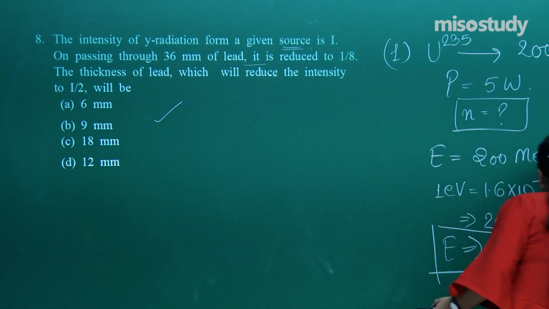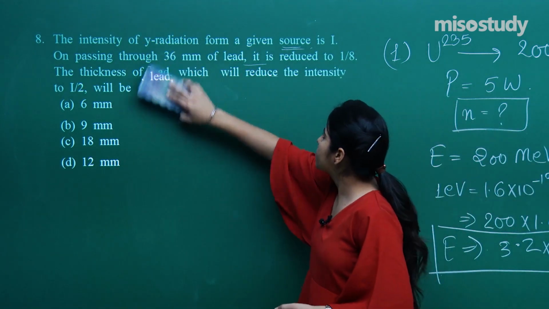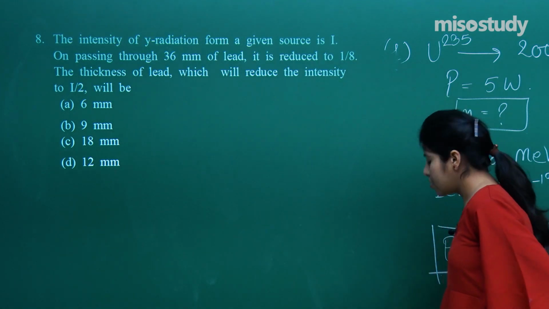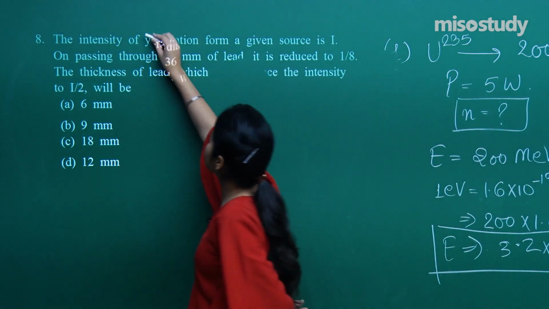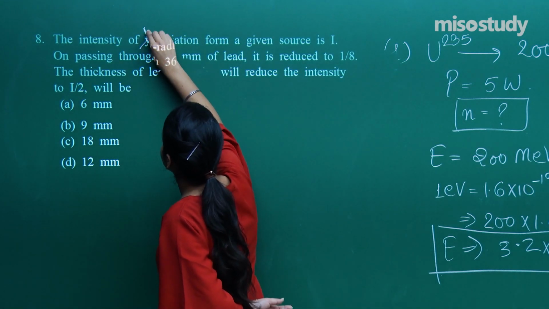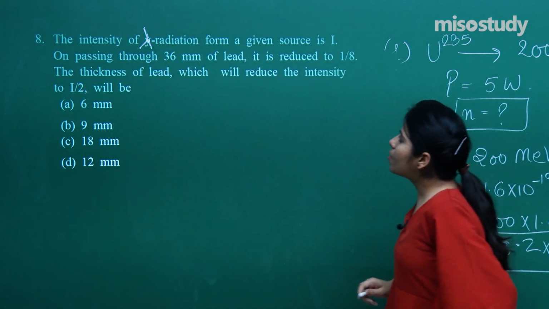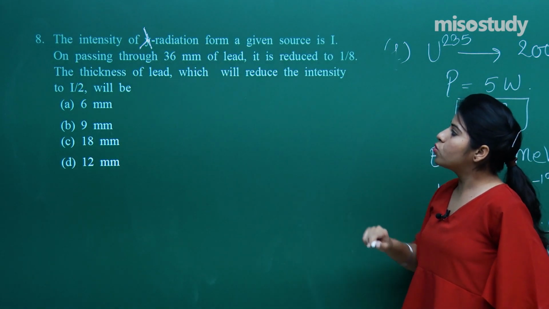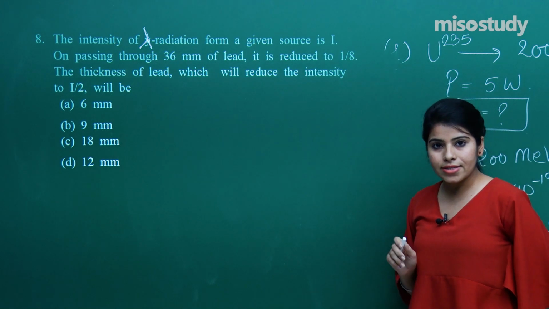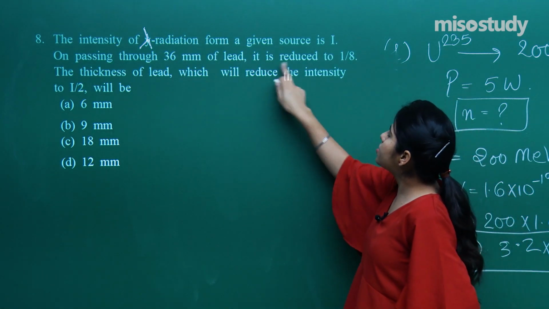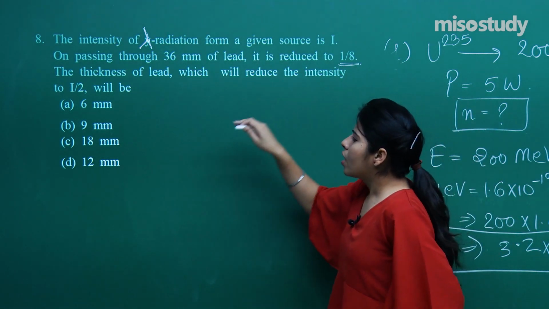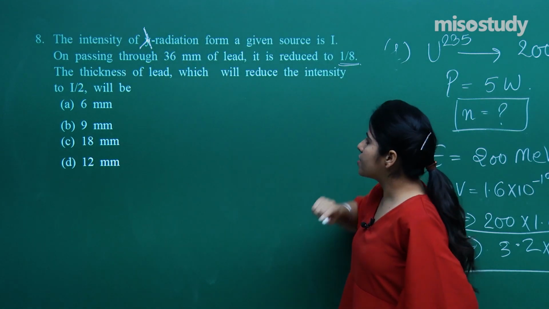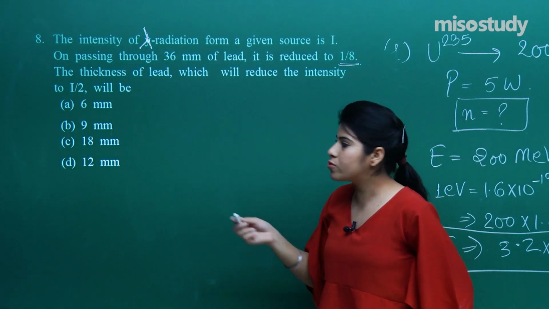Okay, so the next question that I can see over here is that the intensity of gamma radiation, this is not Y, you can convert it into gamma. The gamma radiation from a given source is I. On passing through 36 mm of lead, it is reduced to 1/8. What will be the thickness of lead which will reduce the intensity? What do we have to find?